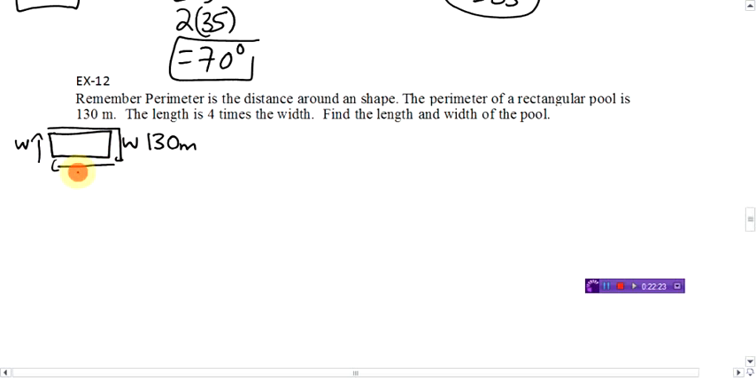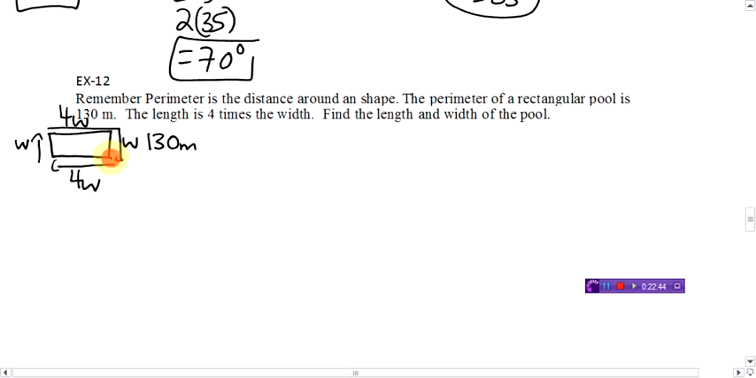And what do we know about this, the length? Well, we know it's 4 times the width. The length is 4 times the width. Let's call this length side 4W. It's 4 times that, and that's 4W. Remember, perimeter is the distance around a rectangle. So how are we going to figure this out?